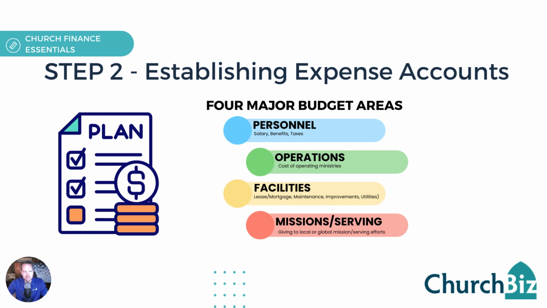Personnel would include things like salary, your staff salary, those you maybe pay someone to come in and lead worship. They would be a contract laborer that would be a part of that. It would include benefits. So if there's health insurance or if you're offering retirement, all of those things would fall under benefits. And then finally, taxes.